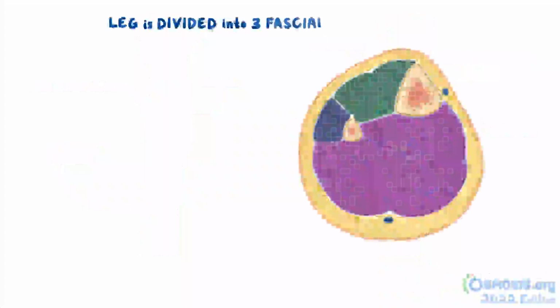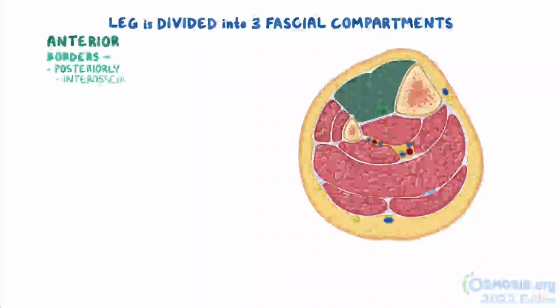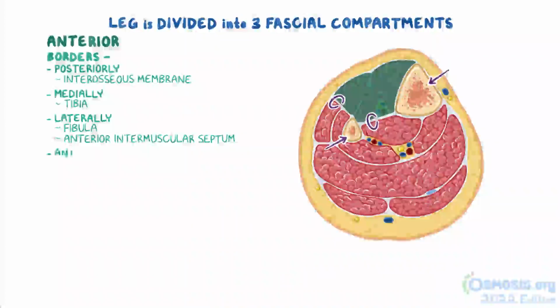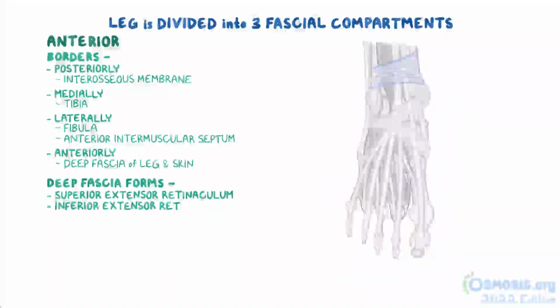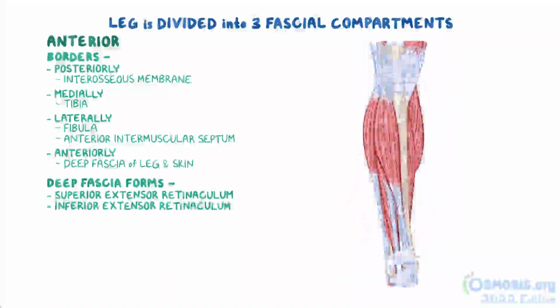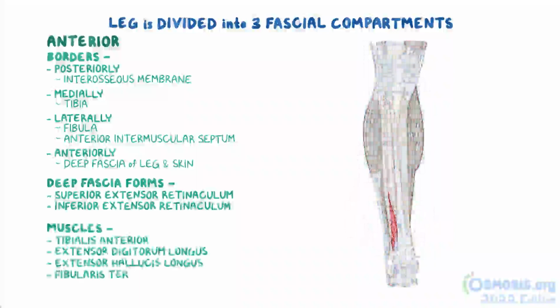Alright, as a quick recap. The leg is organized into 3 fascial compartments. The anterior compartment is bound posteriorly by the interosseous membrane, medially by the tibia, and laterally by the fibula and anterior intermuscular septum. Anteriorly, it's bound by the deep fascia of the leg and skin. Inferiorly, the deep fascia forms the superior extensor retinaculum and the inferior extensor retinaculum. The anterior compartment contains the muscles tibialis anterior, the extensor digitorum longus, the extensor hallucis longus, and the fibularis tertius.